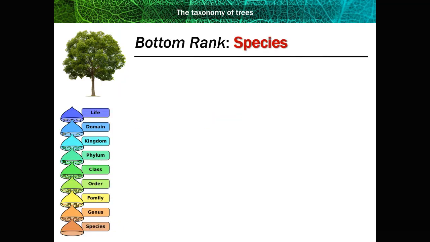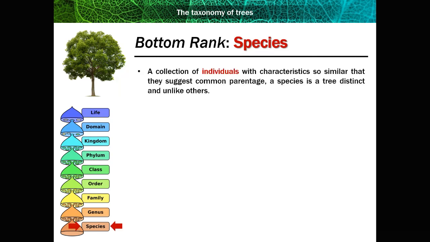The bottom rank of kingdom of Plantae is species. So species is a collection of individuals with characteristics so similar that they suggest common parentage. A species is a tree distinct and unlike others. So the word species can be written in singular and plural. Singular species and the plural never change, still the same as singular species.